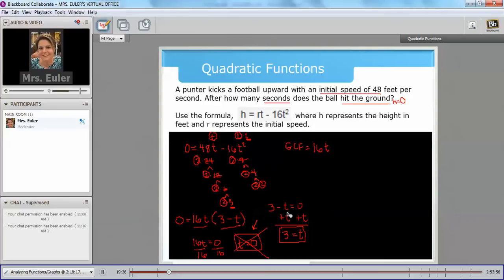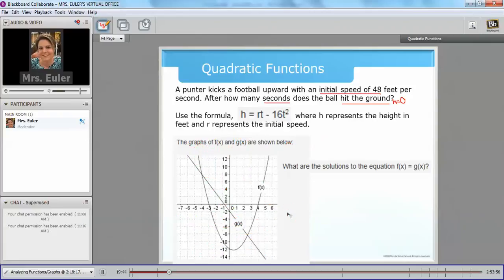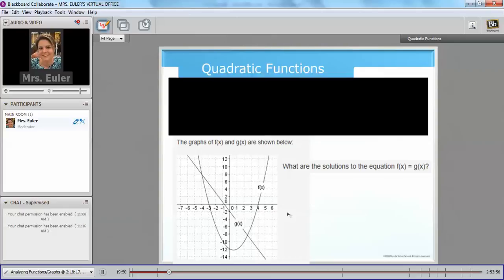All right. Let me remove this stuff. We've got another question under here. And let me cover up what we did up here. There we go. So we can focus on the second question.